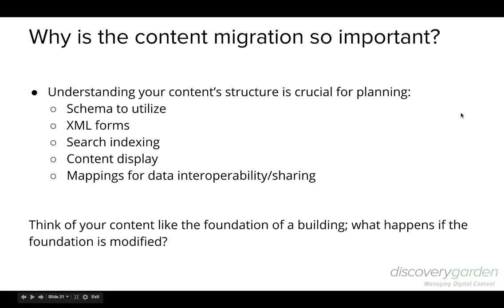So the title of today's presentation was Migration, the Process. And we've had quite a few presentations at Islandora camps, the conference. I think there's also been another WebEx related to migration. So why is content migration so important?